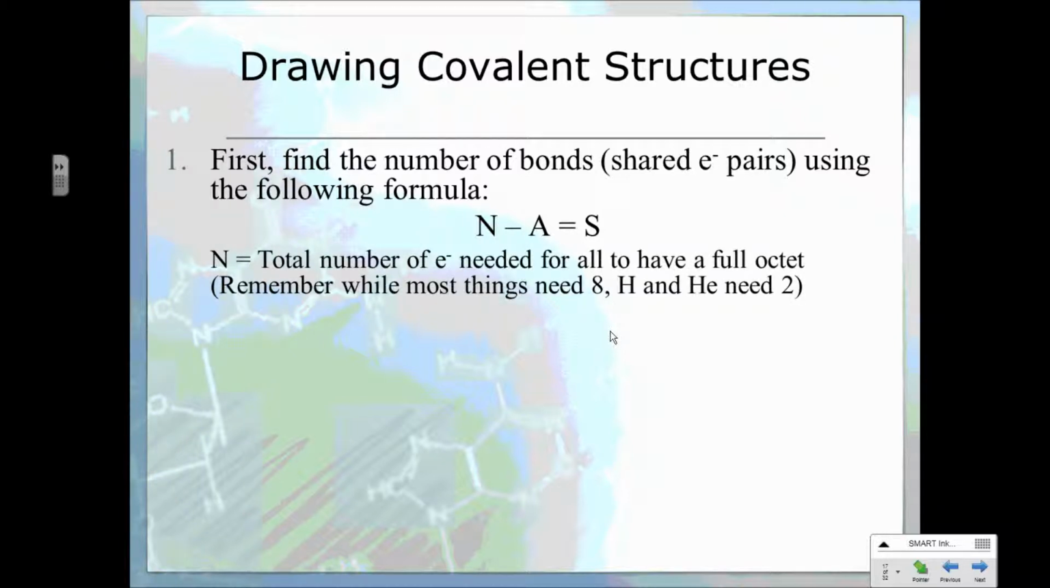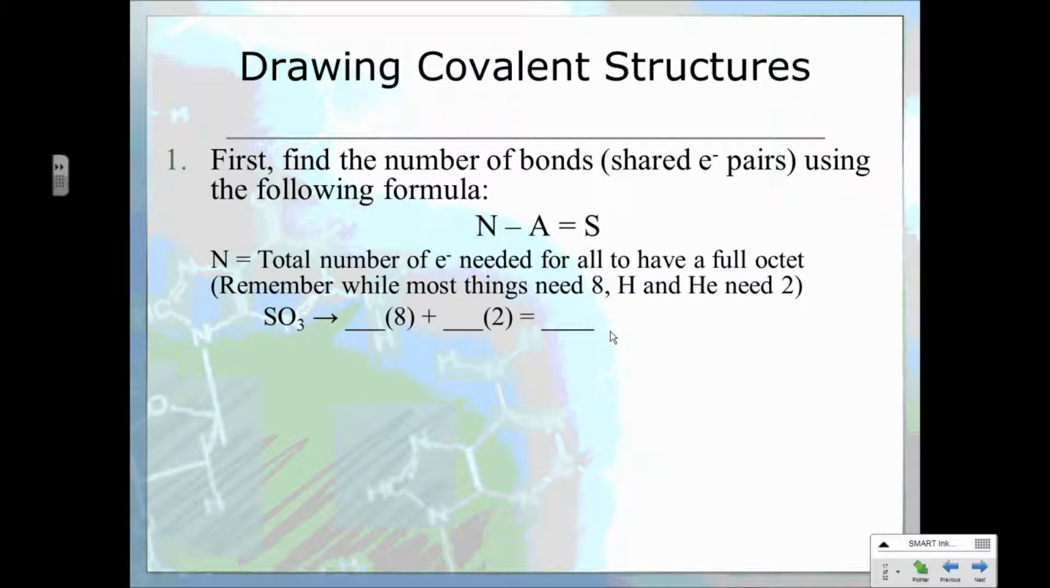N stands for the total number of electrons needed for all to have a full octet. Basically, we call it the octet rule because everything needs 8, except for hydrogen, which only needs 2, because hydrogen's nearest noble gas, which would be the stable electron configuration, only has 2 electrons. So when we do N, we're counting up how many 8s and how many 2s we have. This general formula is what you're going to use every single time, because hydrogens need 2 and everything else needs 8.